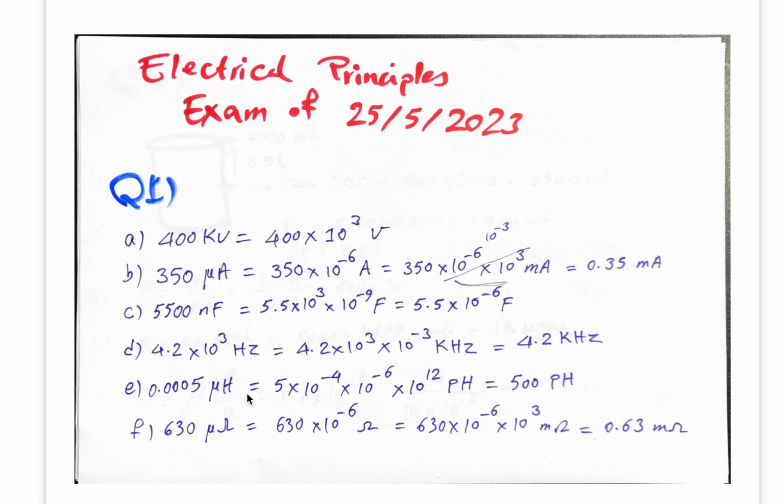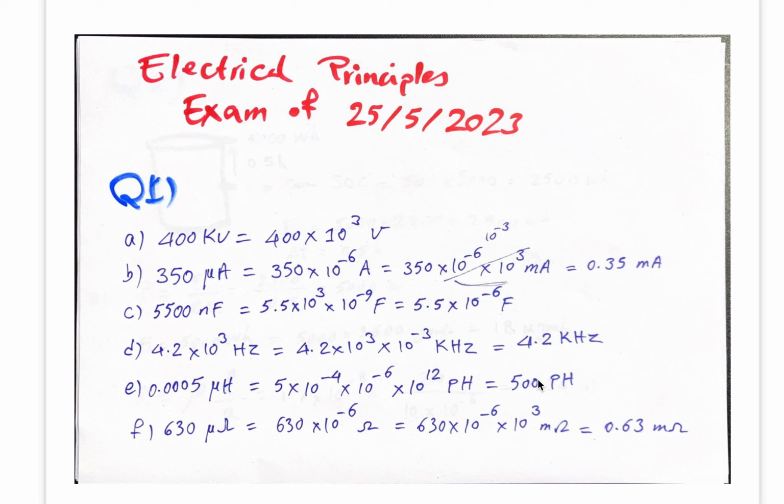0.0005 microhenry. So micro is 10 to the power negative 6. This 0.0005, with too many decimals, can be written as 5 times 10 to the power negative 4. And then here we want to make it like picohenry. Pico is 10 to the power negative 12. We put the inverse of that one, which is 10 to the power 12. Now you simplify, and you'd have 10 to the power 2, which is 100. 5 times 100 is 500 picohenry.